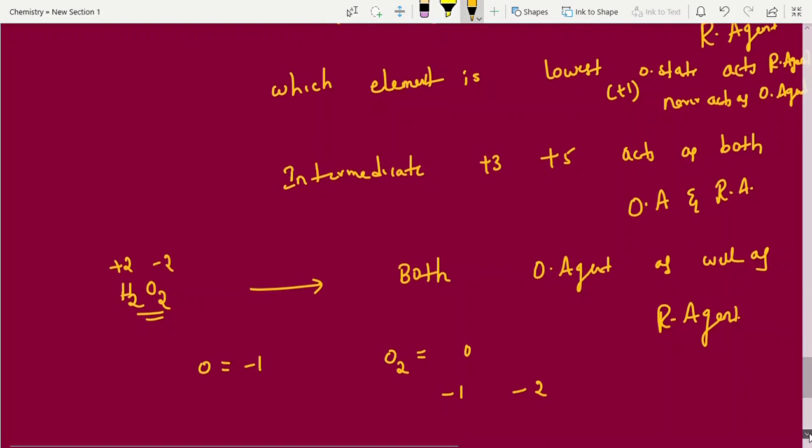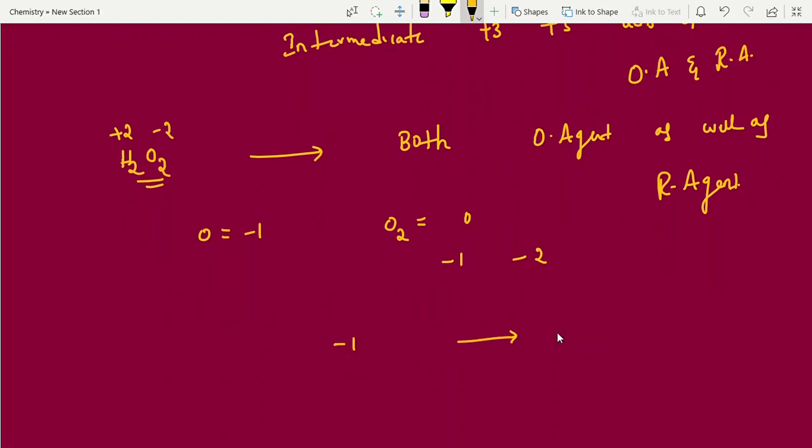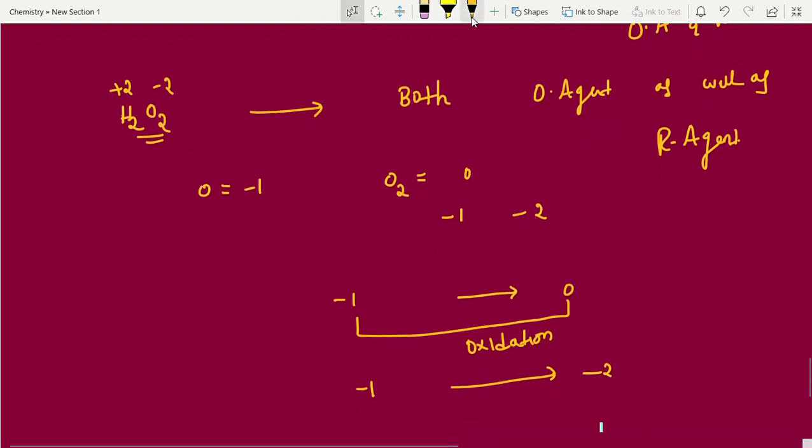Now see, students, -1 is an intermediate oxidation state, right? -1 to 0, it is possible. If it undergoes -1 to 0, then increasing oxidation state is nothing but oxidation, right? Next, -1 converting into -2, it is possible. Here what happened? Reduction. See, which is in an intermediate oxidation state, definitely it will undergo both oxidation as well as reduction. That's why it acts as both oxidizing agent as well as reducing agent.